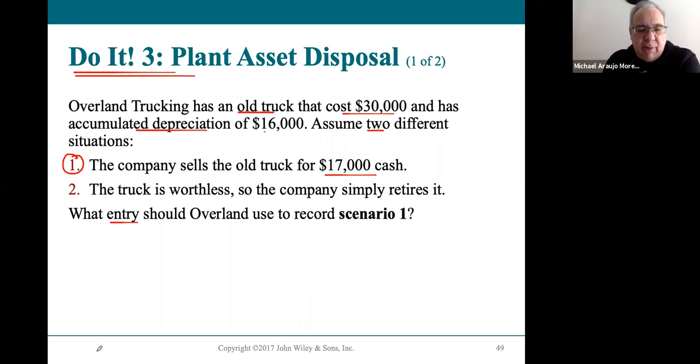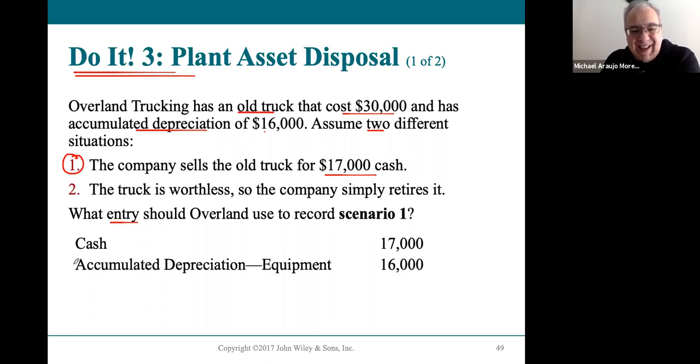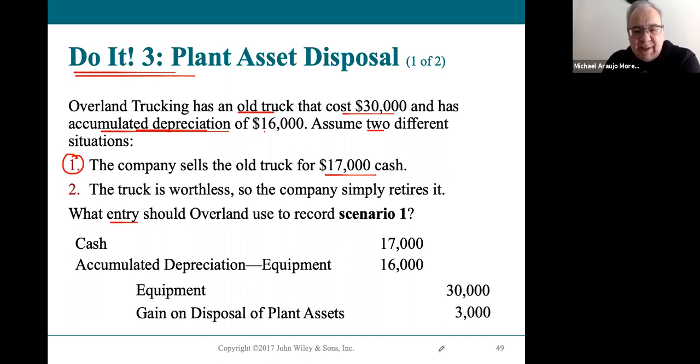Well, again, they received $17,000 in cash. They have to take away its accumulated depreciation, right? They have to zero out the accumulated depreciation account. They also have to take the equipment off the books. So in order for that to balance, they had a gain of $3,000 on the sale of the equipment because the book value of the equipment would have been 14,000, the difference between these two, and they got 17,000. So that's where the $3,000 came for the gain.